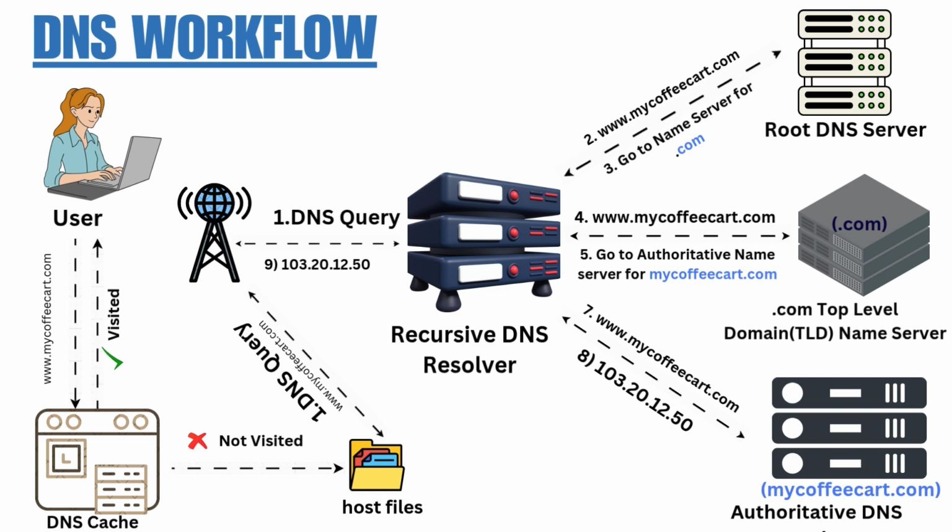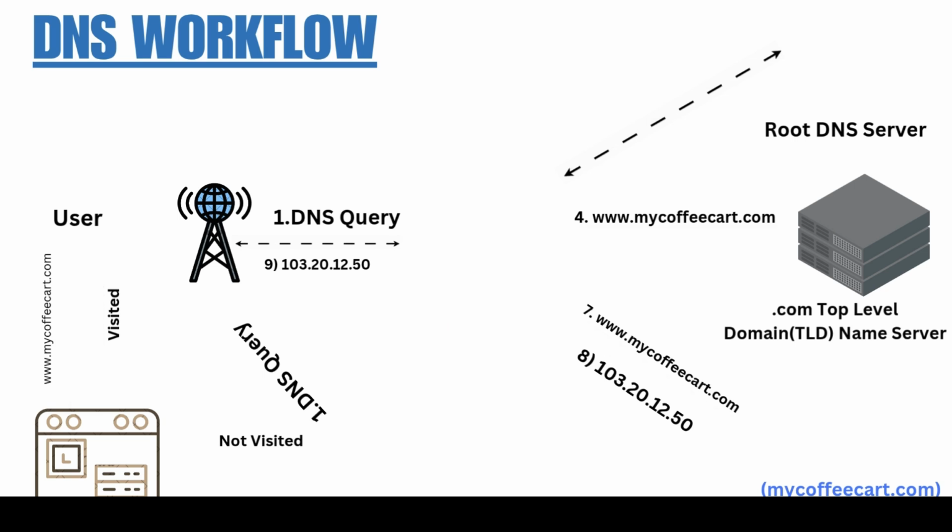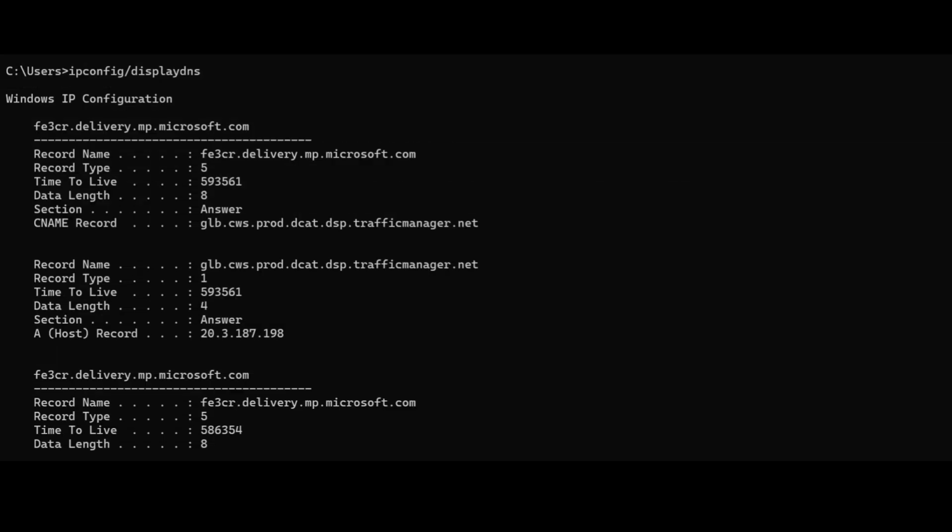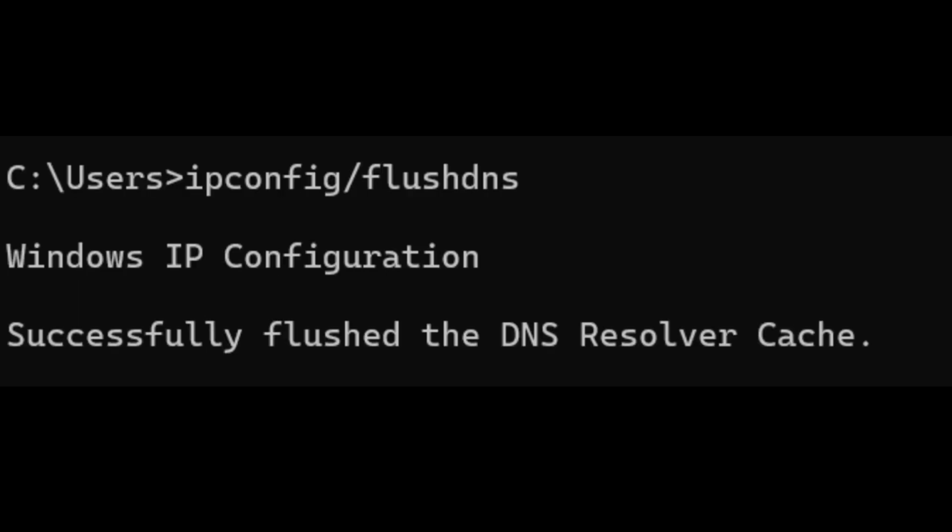If you ever want to see this process in action, you can use simple DNS commands. The command ipconfig /displaydns lets you peek into that short-term memory, your local DNS cache, to see every recent website your computer has looked up. And if you want to clear that memory to make sure you get the freshest data, you use ipconfig /flushdns. This clears out the old records and forces your computer to retrace the full path the next time you visit a site.